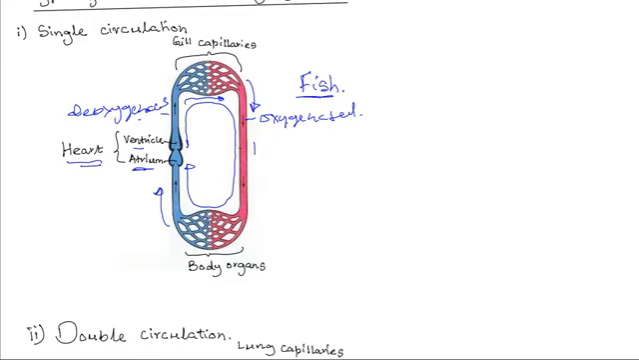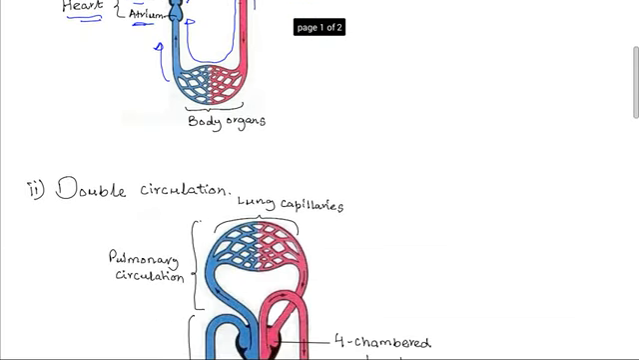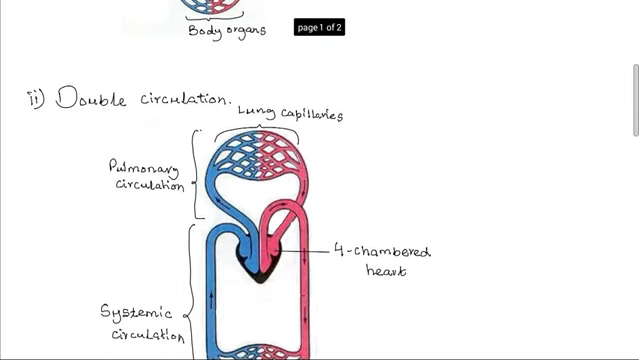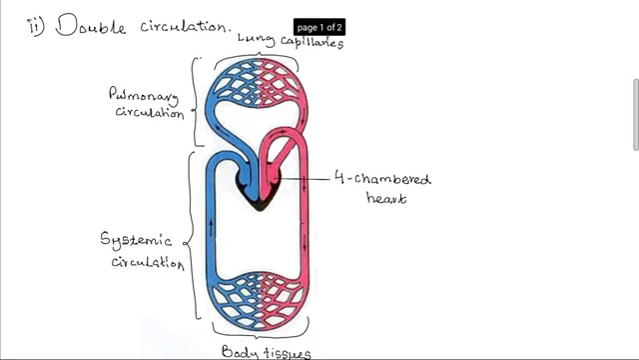So in single circulation, remember, the heart is two-chambered and the blood flows through the heart once for every complete circulation. Now in other vertebrates, there is a different type of circulation known as double circulation. In double circulation, the heart is four-chambered and the blood flows through the heart twice for every complete circulation.